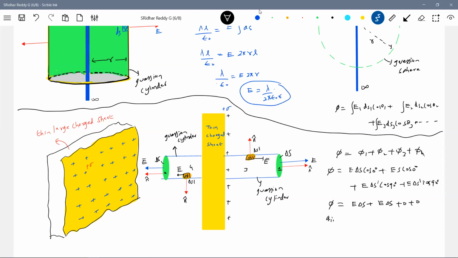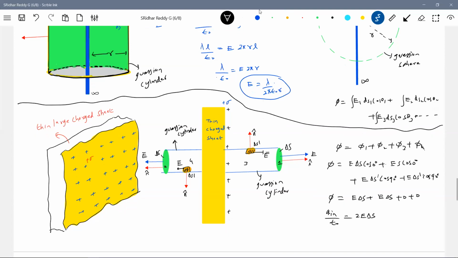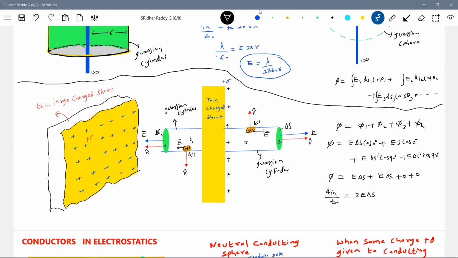What is the flux? The flux should be equal to the net charge enclosed, equal to E delta S. Okay, what is the charge enclosed? If you stand here and look through this cylinder, then this much charge is enclosed by the cylinder. Am I right? What about this cylinder? There is no charge because it is a non-conducting charged sheet. Will I have charge only on one face? No charge here. So what is the charge enclosed by this cylinder? 0.